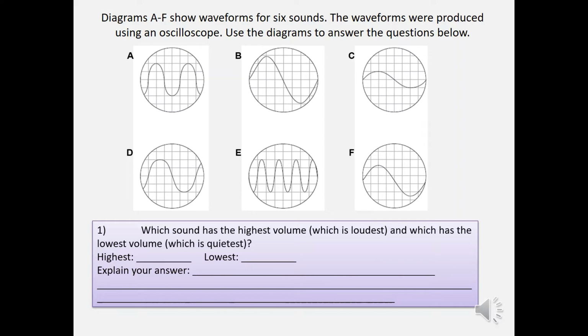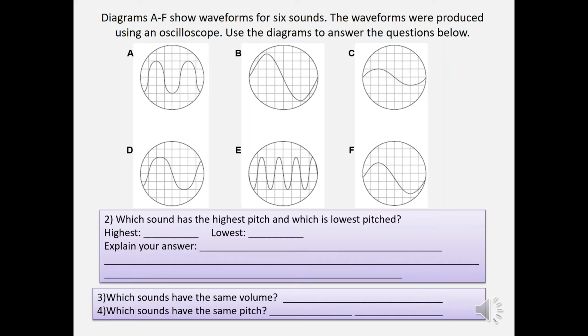Now, the first question is, which sound has the highest volume, which is loudest, and which has the lowest volume, which is quietest? Now, it's quite obvious that the highest is B and the lowest is C. Clearly, because B has the highest amplitude.